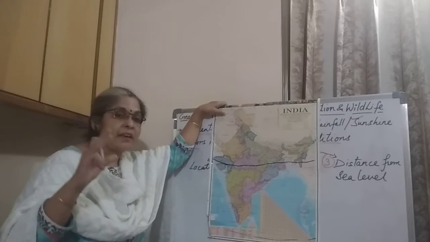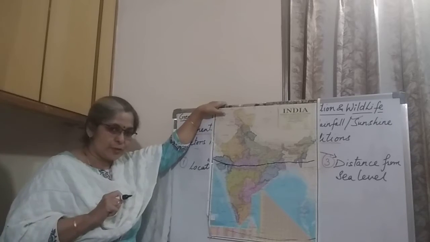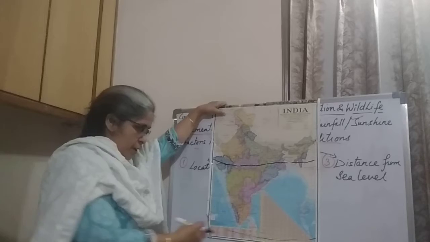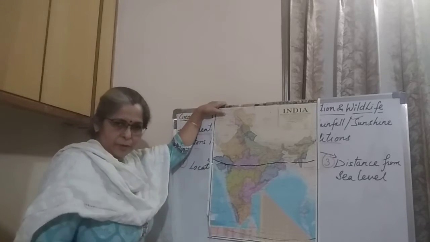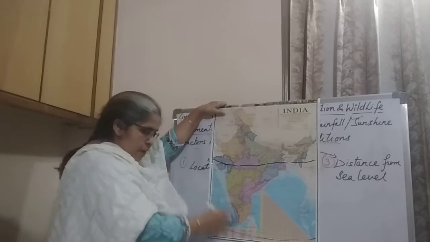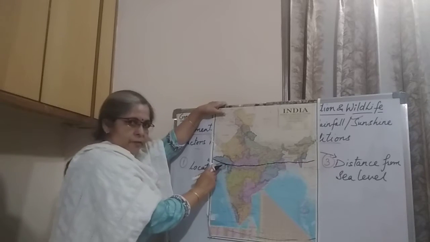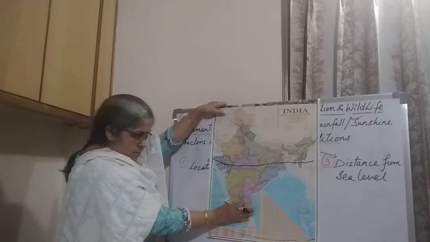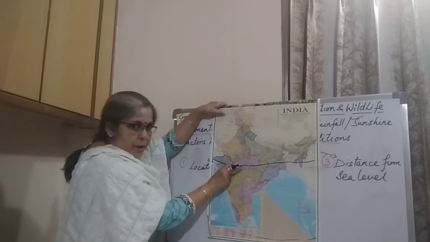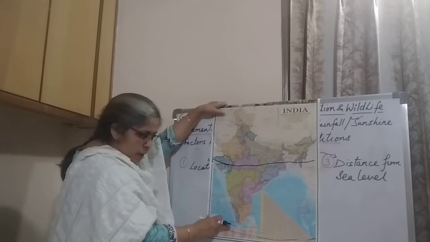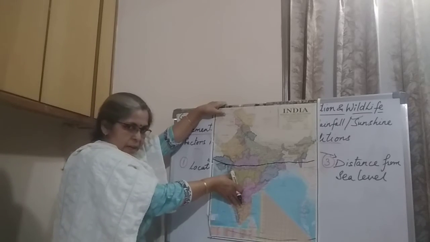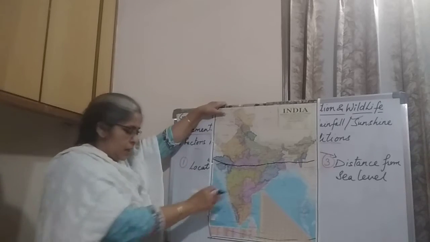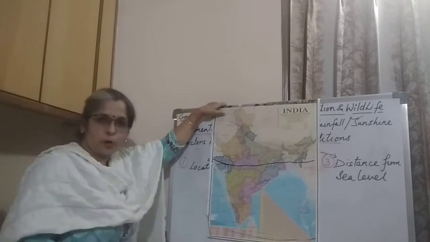You have done the heat zones, 3 heat zones. So this is a tropical zone, and our country comes in the tropical zone. Above the equator, the Tropic of Cancer divides India into two parts. So this part, from Tropic of Cancer to equator, the part of India is known as the tropical zone.